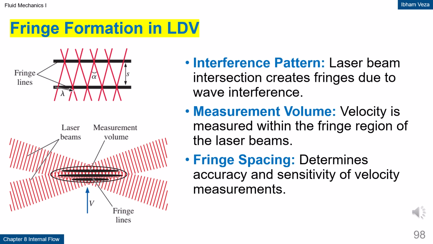Fringe formation in LDV. When two laser beams intersect, an interference pattern of bright and dark lines called fringes is formed. The spacing between fringes determines the sensitivity and accuracy of the measurement. Particles moving through the fringes generate a periodic signal. The frequency of the signal is directly related to the particle velocity. Thus, the flow velocity can be calculated optically without contact.